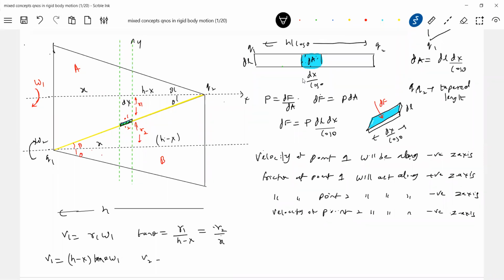Similarly, can you write V2? V2 should be equal to R2 omega 2. What is R2 equal to? V2 is X tan theta omega 2.